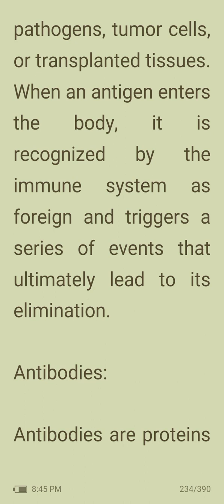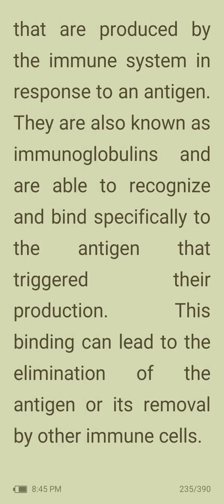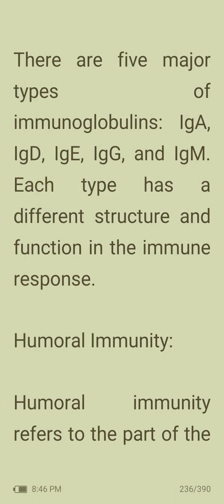Then antibodies. Antibodies are proteins that are produced by the immune system in response to an antigen. They are also known as immunoglobulins and are able to recognize and bind specifically to the antigen that triggered their production. This binding can help in the elimination of the antigen or its removal by other immune cells. There are 5 major types of immunoglobulins: IgA, IgD, IgE, IgG, IgM. Each type has different structures and functions in the immune response.